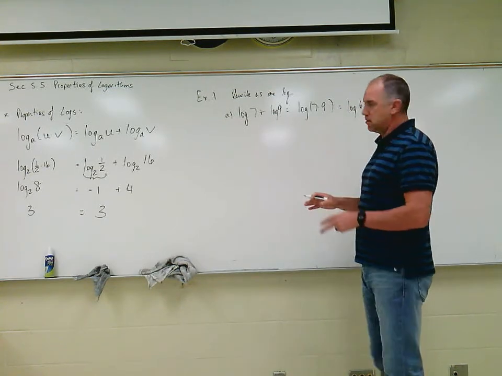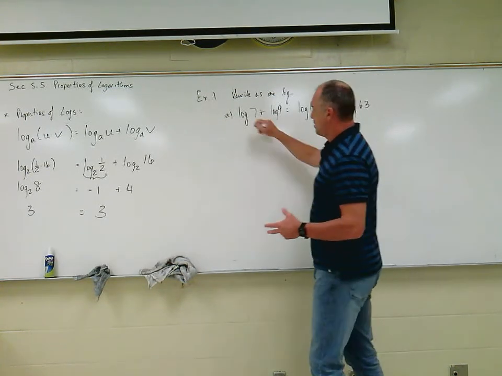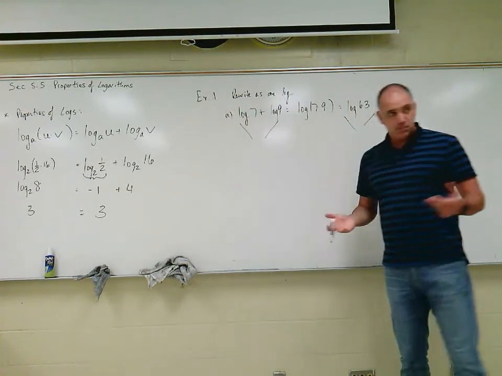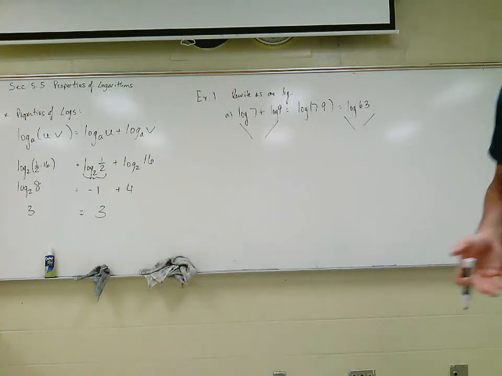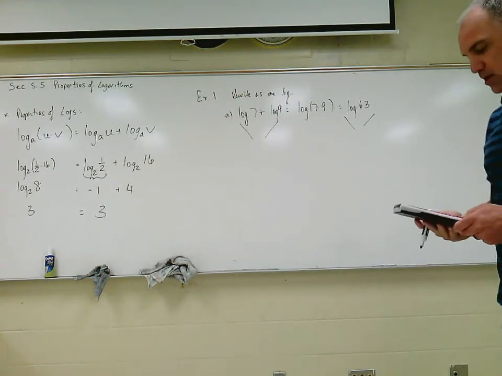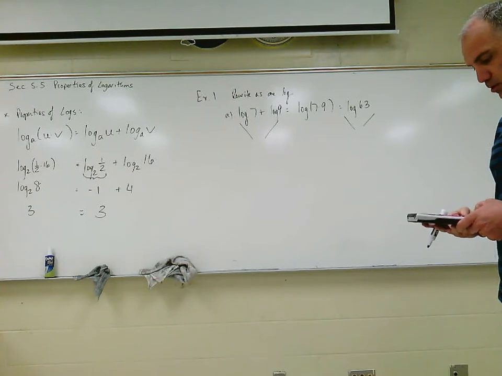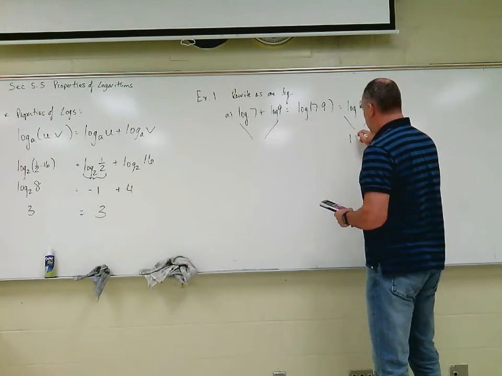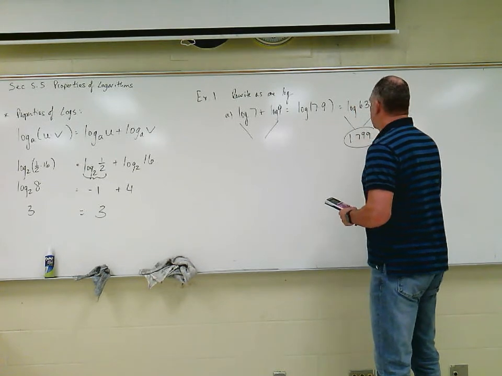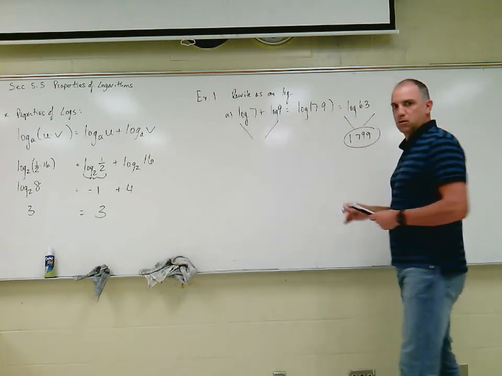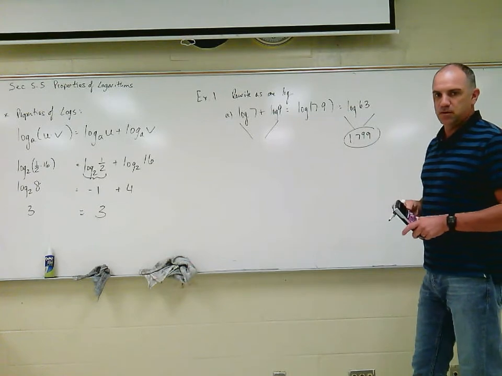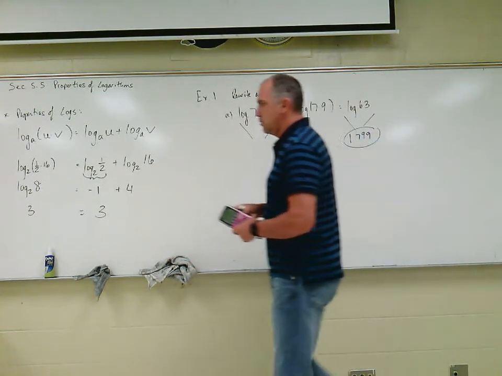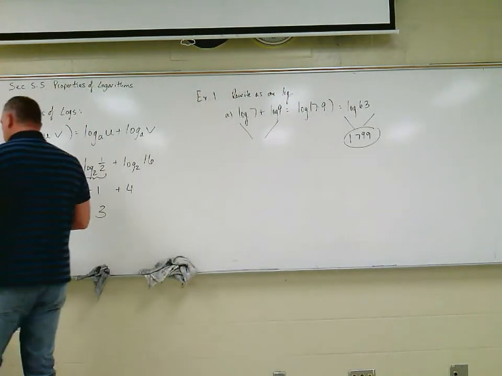Okay. And again, you may say, well, check this. You would type this in on the calculator, and let's see what the decimal should be. If you do log of 7 plus log of 9, you should get the same as log of 63, which is 1.799. Okay, so whether you do these two or you do this one, those answers should be equivalent. So that's one type of problem that you would be asked to do.